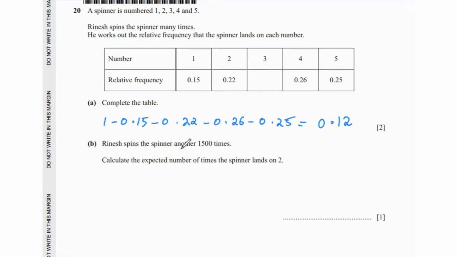Then Ranesh spins the spinner another 1500 times. Calculate the expected number of times the spinner lands on 2. So for the spinner to land on 2, you will multiply 0.22 with 1500. So 0.22 times 1500 is going to give you 330. So that's the expected number of times the spinner will land on 2.